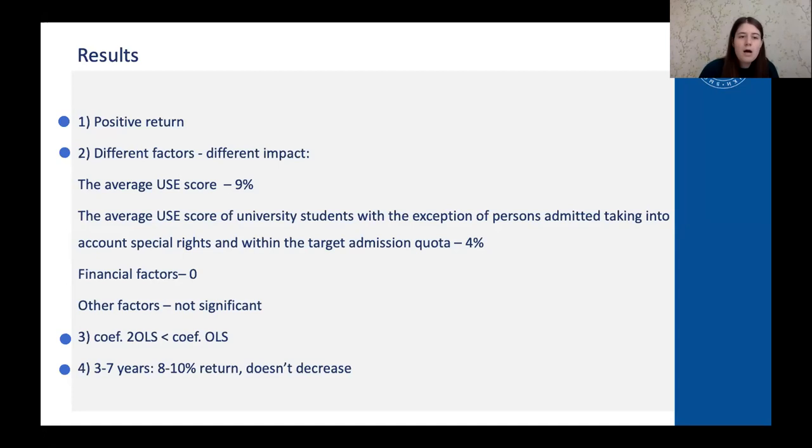Moreover, according to the theory, our IV estimations are less than OLS coefficients. However, as I've mentioned before, these instruments are weak. These instruments were used in previous articles in different situations, but we don't recommend using them according to this Russian database. And also, we get that return doesn't change significantly after the graduation of the students.